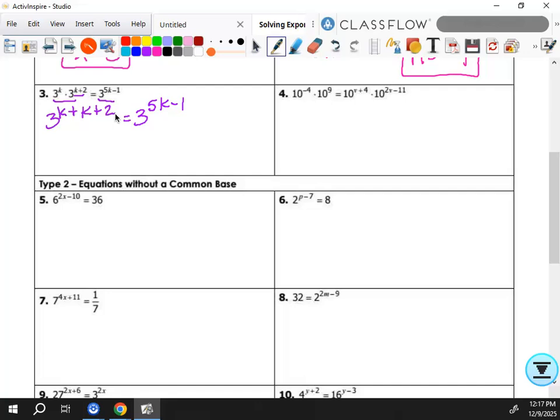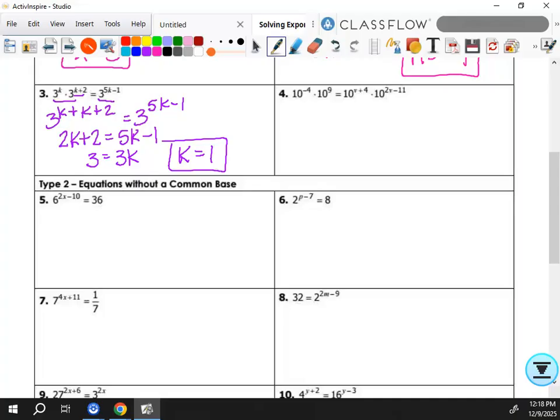All right. Now this makes more sense, right? Now can I drop my 3's? Yes. So this gives me 2k plus 2 equals 5k minus 1. So this gives me 3 equals 3k. k equals 1. Everybody okay with that?